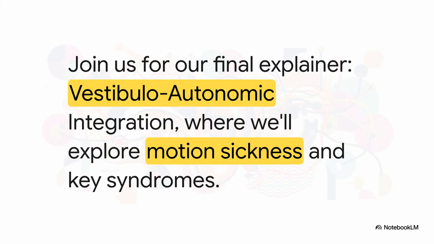So, we've covered a lot of ground, haven't we? From the spinal cord all the way up to conscious thought. But we're not done yet. Join me for our final explainer where we get into vestibulo-autonomic integration. We're going to map out the pathways that explain everything from motion sickness to how we can localize complex syndromes like Wallenberg, all the way to an AICA infarction. You will not want to miss it.